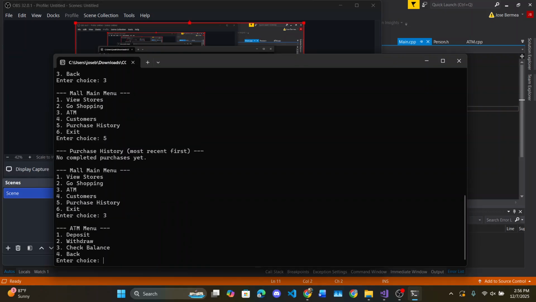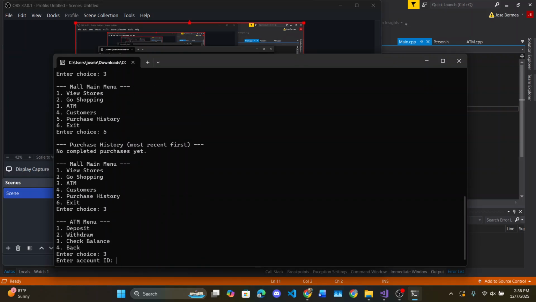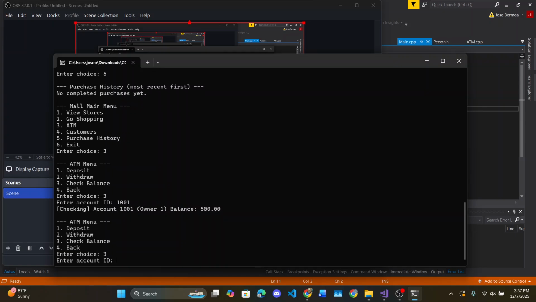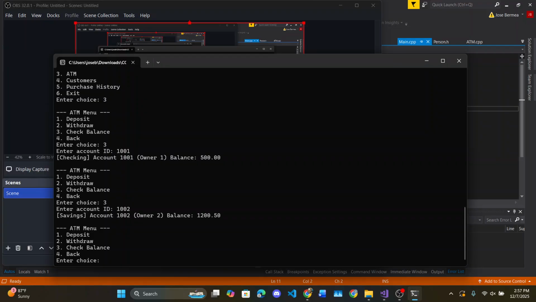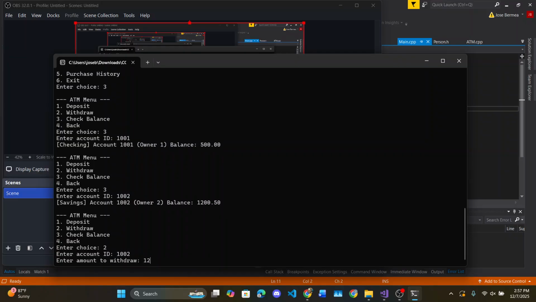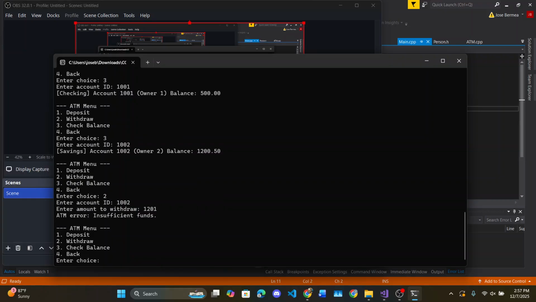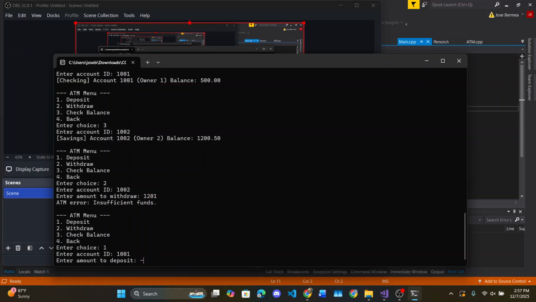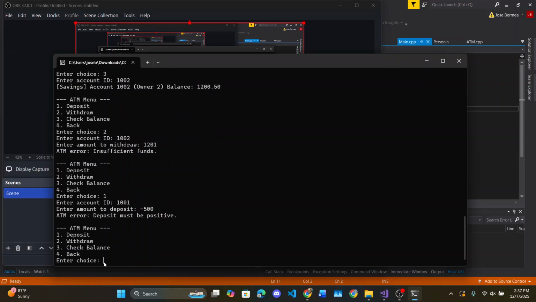The ATM, we can check balances. So let's check Alice's balance. Now let's check Bob's balance. Okay, let's withdraw some money from Bob. Let's do more than he has. Oh, and we can't do that. Okay, from Alice, let's deposit some negative money. The deposit must be positive.